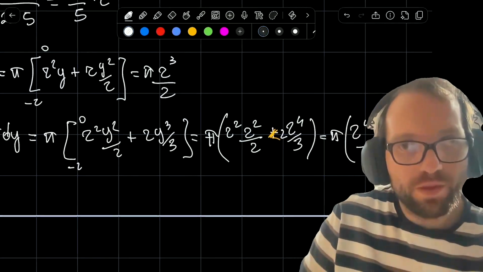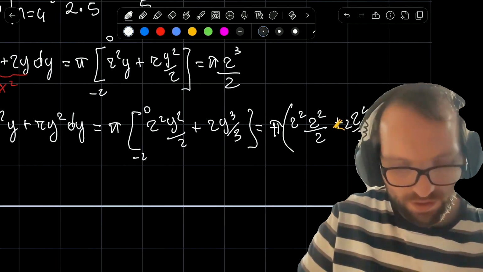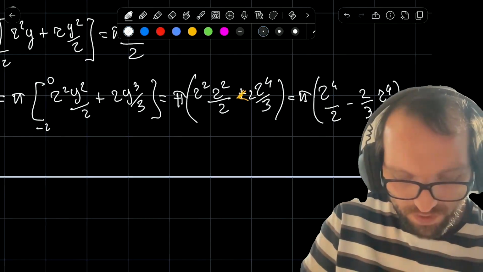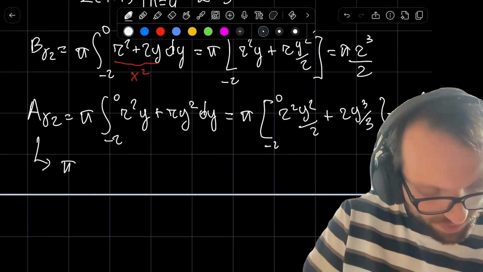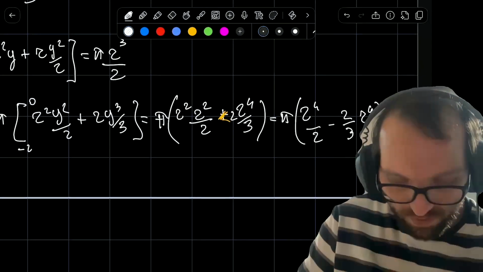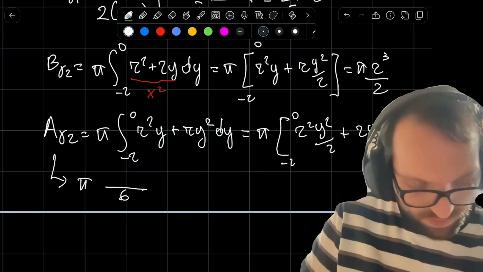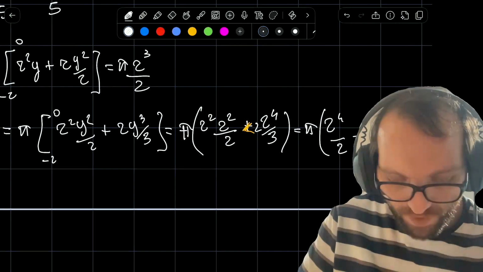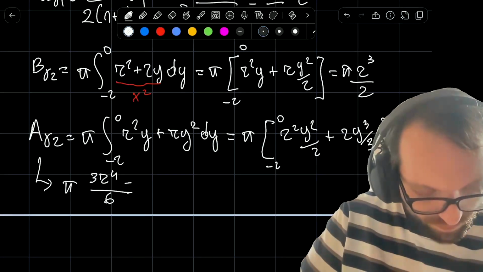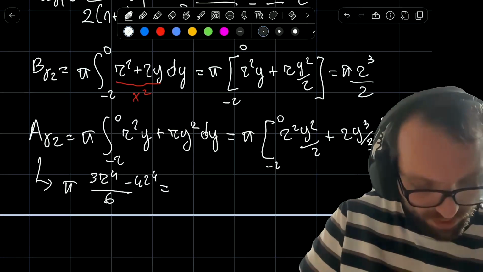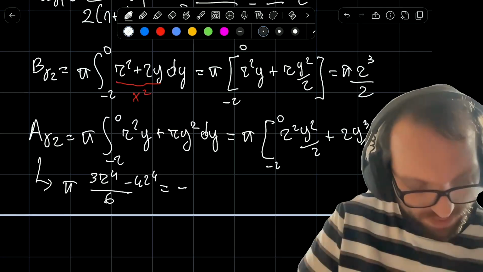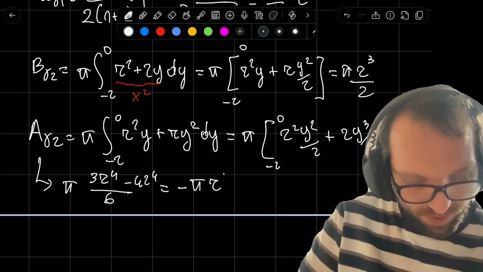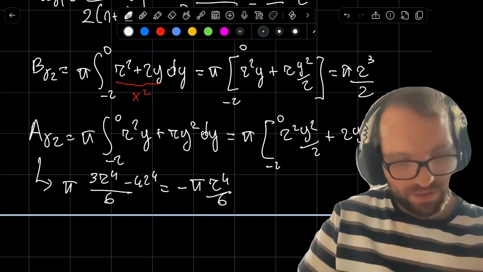Okay, so a gamma 2 is pi. Okay, 3 r fourth minus 4 r fourth, which is going to be minus pi r fourth divided by 6.